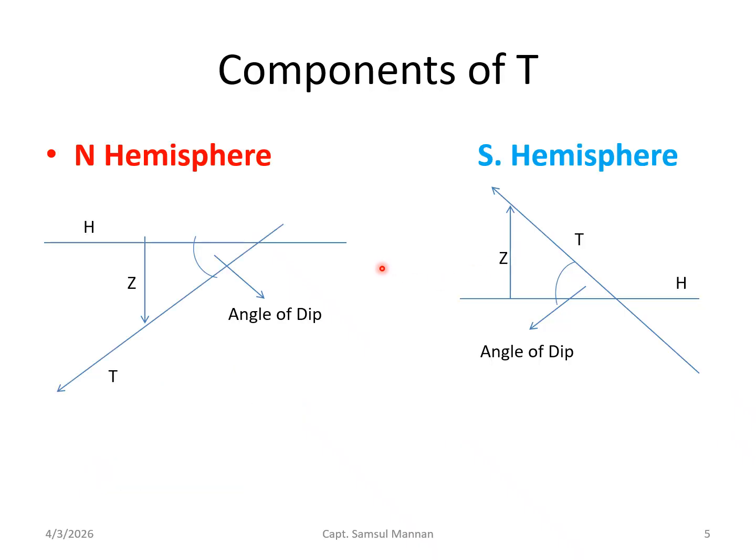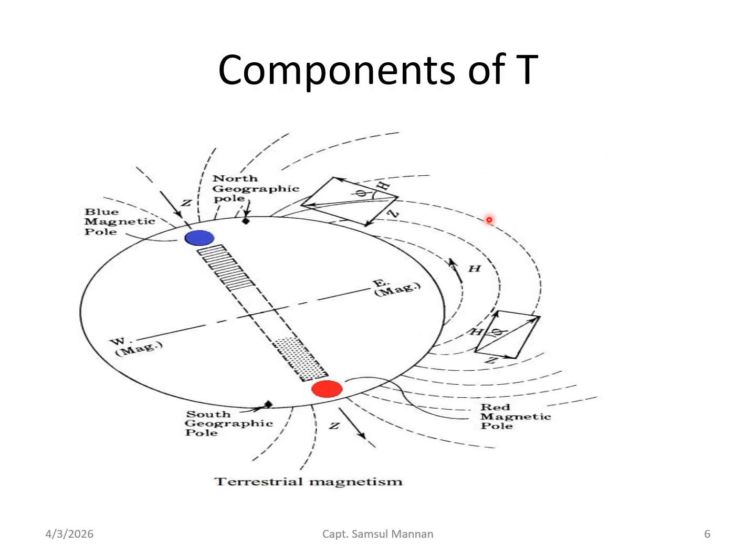Right, in the screen we can see a freely suspended needle which is creating an angle of dip, and the magnetic north pole of the freely suspended needle is pointing downwards in the northern hemisphere and upwards in the southern hemisphere, right? In this picture, it is described more clearly. If we see the magnetic lines of force, they start from the southern hemisphere in that way and enter the northern hemisphere.